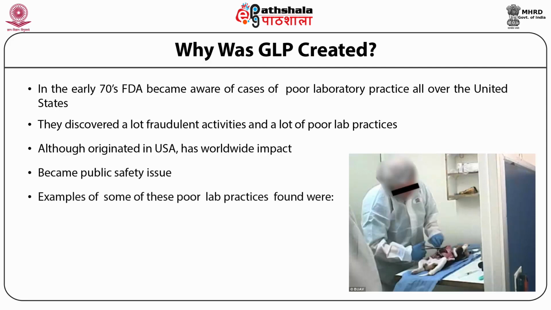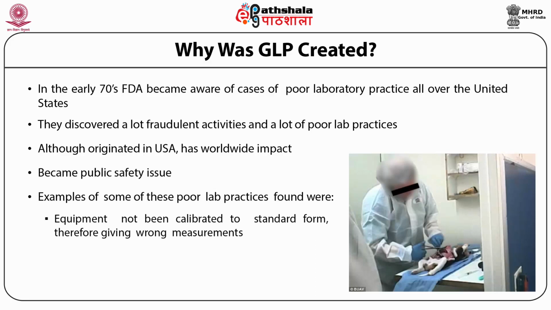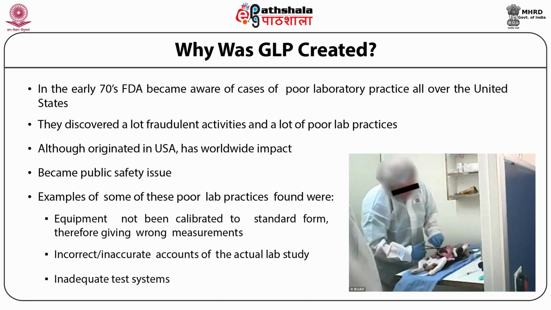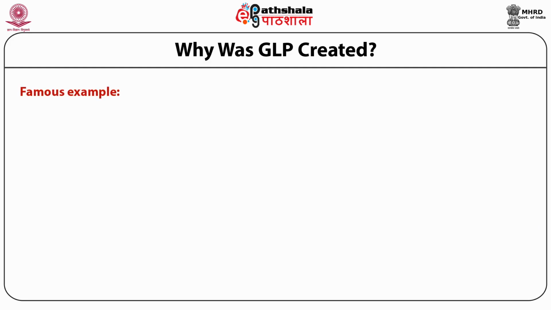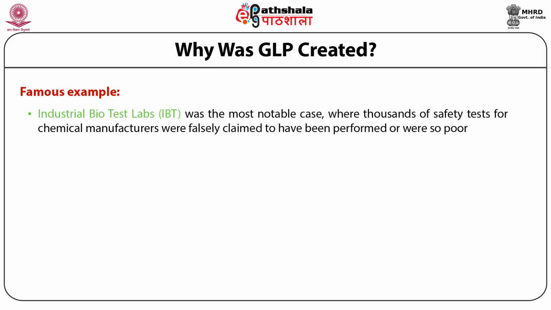Examples of some of these poor lab practices were that lab equipment had not been calibrated to a standard form, therefore giving wrong measurements and incorrect or inaccurate accounts of the actual lab study, and inadequate test systems were observed. The famous example was an industrial biotest laboratory. In this laboratory, the most notable case was observed where thousands of safety tests for chemical manufacturers were falsely claimed to have been performed or were of poor quality.